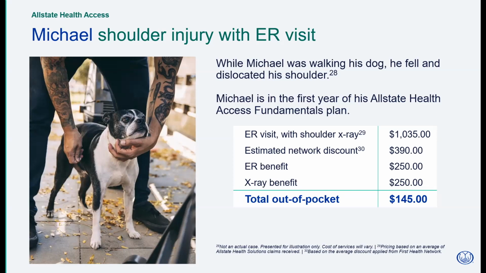With his Access Fundamental plan, this is what Michael received: $390 for the network discounts, $250 for the ER visit benefit, $250 for the x-ray benefit. This leaves a total out-of-pocket cost for Michael of only $140 from $1,035. This is an 86% discount from what he would have had to pay without the Access plan.